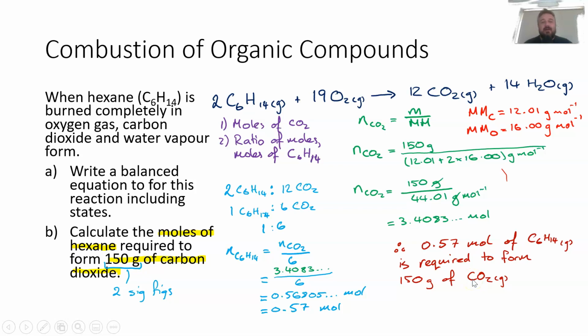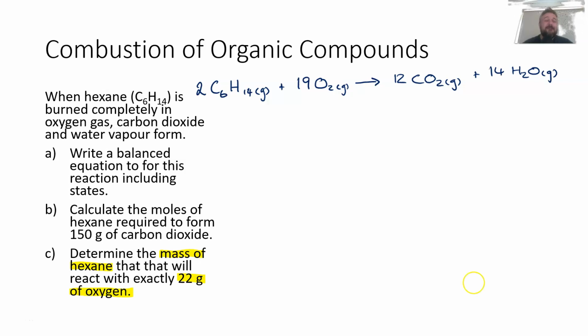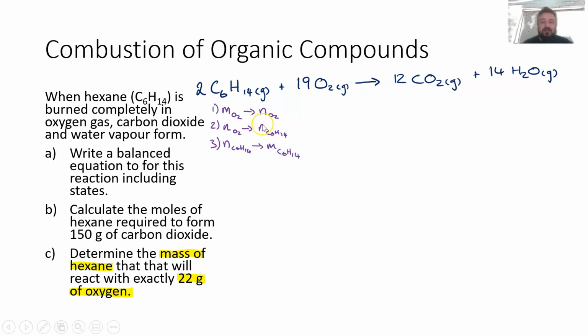Yeah. All right, now, as I said, chemistry teachers, sometimes they're the worst. So there's a third part to this question. Third part has actually nothing to do with the second, which is kind of interesting, but it will use information from part A. Determine the mass of hexane that will react with exactly 22 grams of oxygen. So we've got the mass of hexane and grams of oxygen, which means we've got to convert everything to moles and then back again. So we want to go from mass of oxygen, that's 22 grams, into the moles of oxygen. Then we go from moles of oxygen to moles of hexane using a ratio. And then we go from moles of hexane to mass.